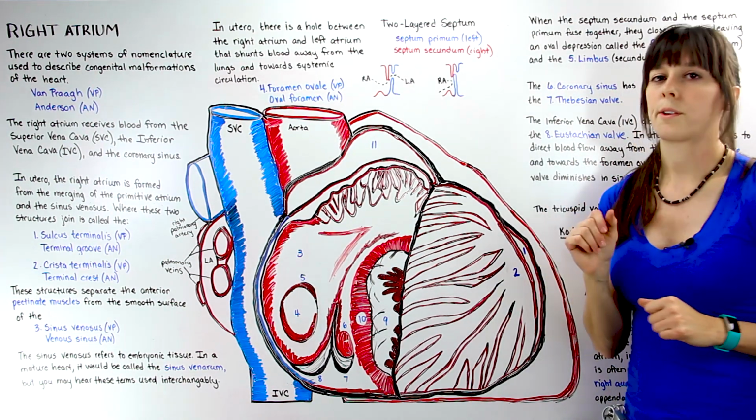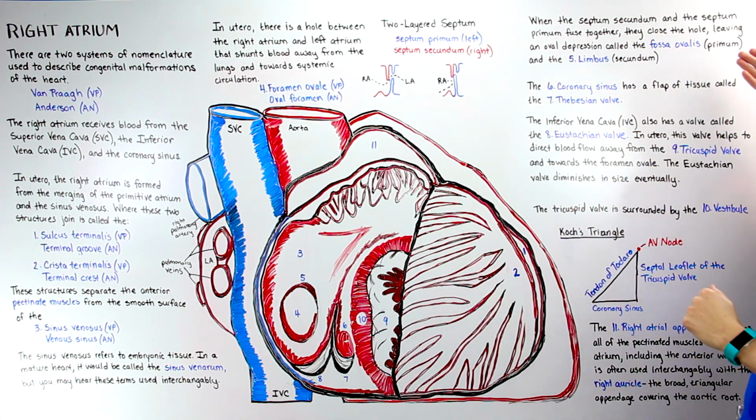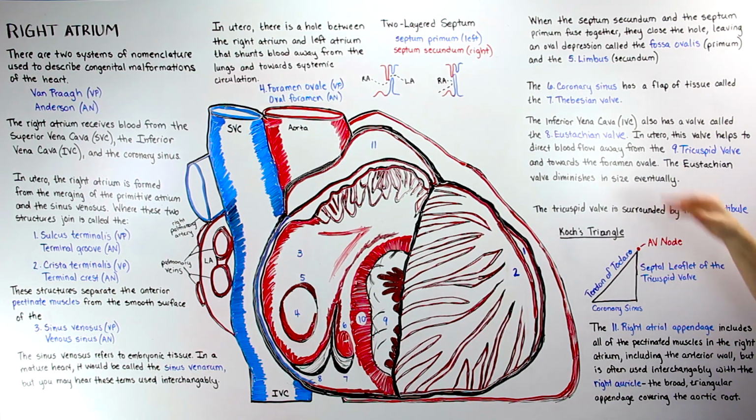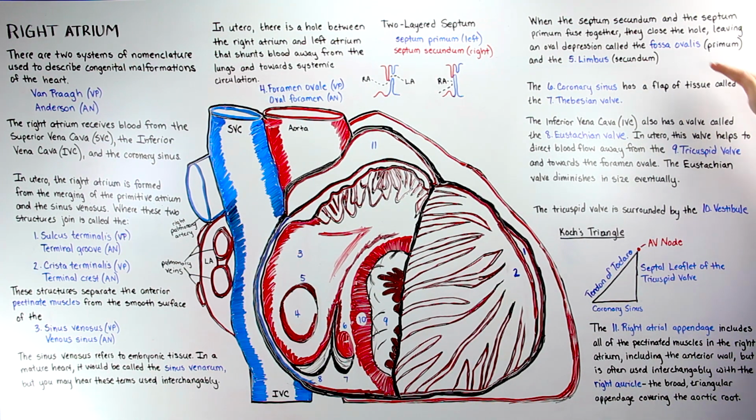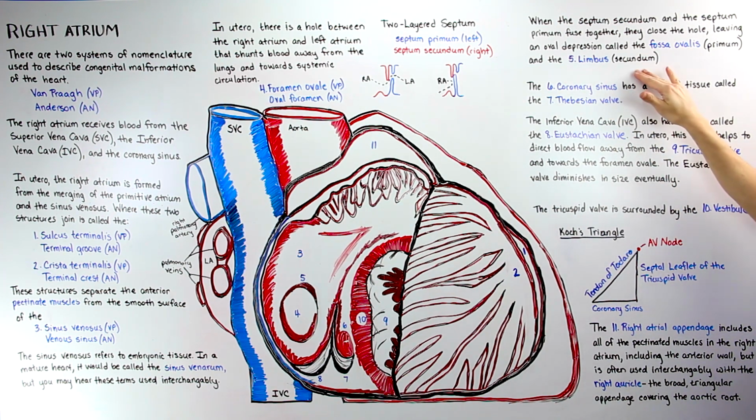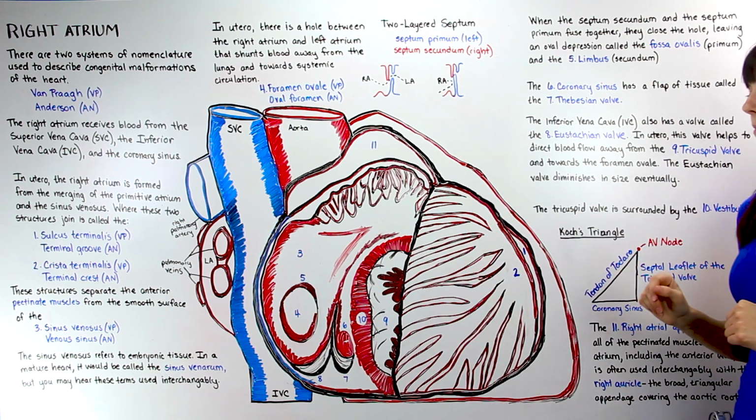Now, when the septum secundum and the septum primum fuse together, they close the hole, leaving an oval depression called the fossa ovalis, which is made of septum primum tissue, and the limbus, which is the septum secundum.